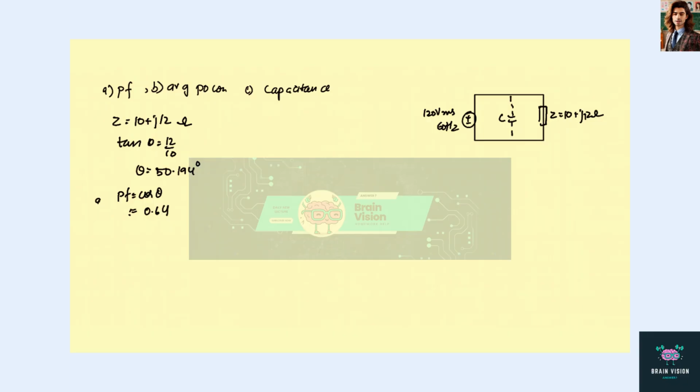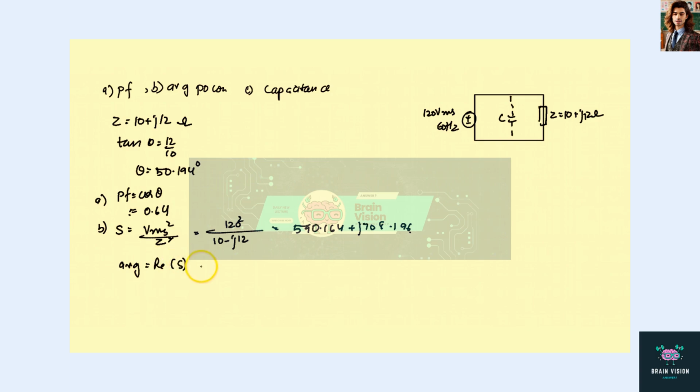Now the expression for complex power S is equal to Vrms square by Z conjugate, and Z conjugate is 10 minus j12. Substituting the values, 120 square by 10 minus j12, which will be equal to 590.164 plus j708.196. The average power is the real part of the complex power, which is equal to 590.164.